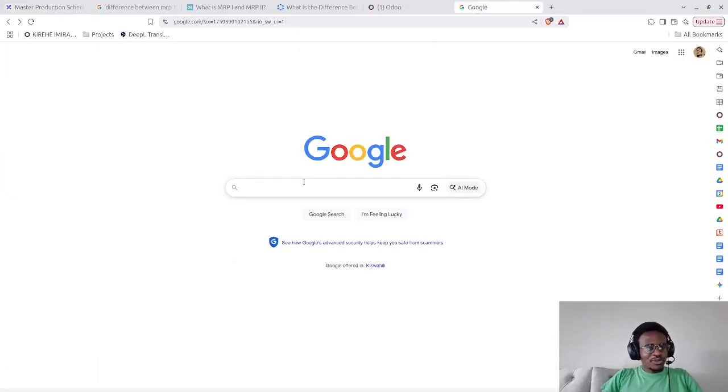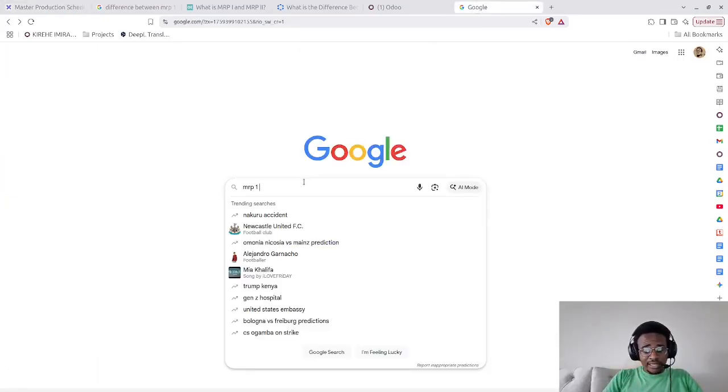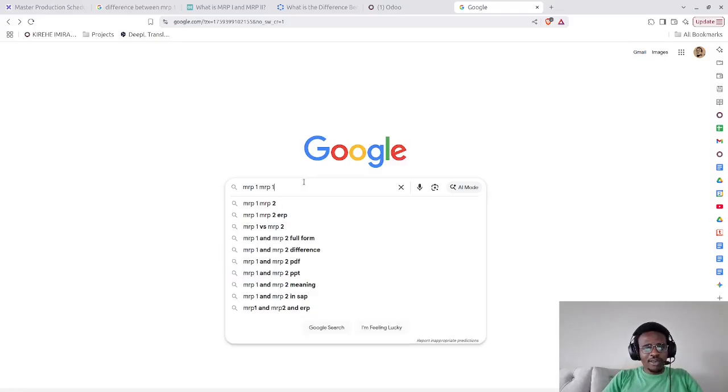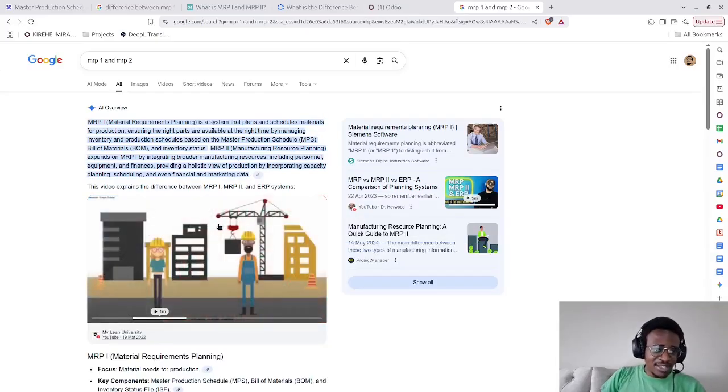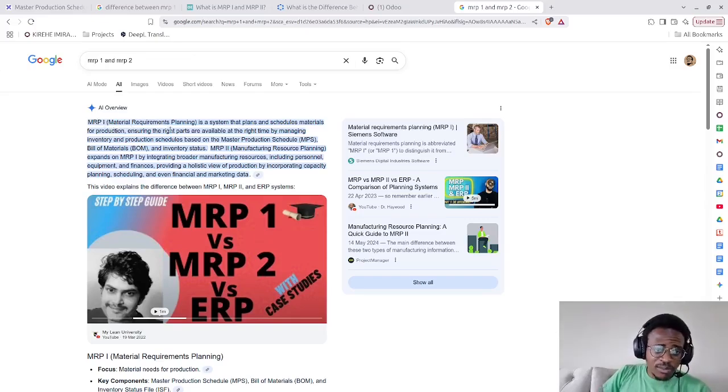Let's just ask our old friend Google, and I can just ask him or her what is MRP1 versus MRP2. I have my first result here, and as always I have my very neat AI summary. So it says MRP1, that's materials requirements planning, is a system that plans and schedules materials for production, ensuring the right parts are available at the right time by managing inventory and production schedules based on the master production schedule. That's MPS, bill of materials and inventory status. Whoa, that's quite a mouthful, isn't it?